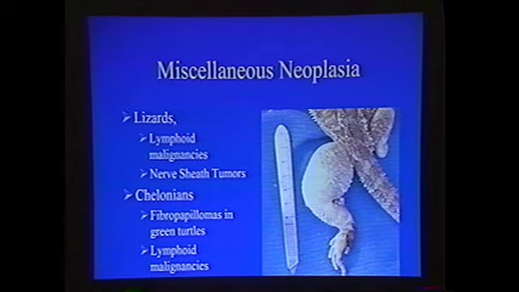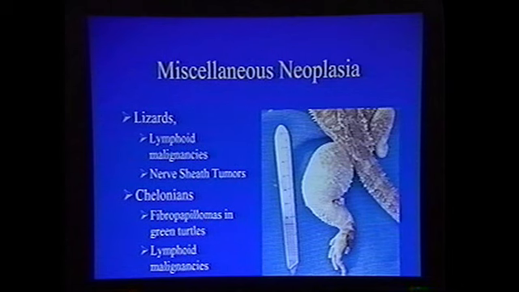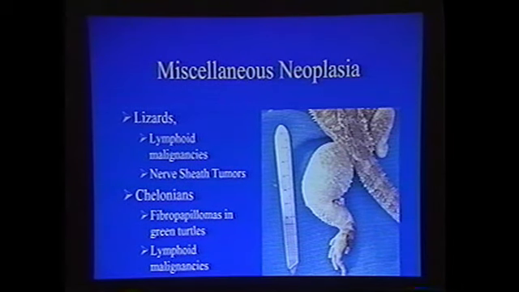Miscellaneous neoplasms of importance in reptiles are the lymphoid malignancies in lizards, which are occasionally cluster cases that involve multiple animals, suggesting an infectious or toxic etiology, and the nerve sheath tumors that occur in lizards. The nerve sheath tumors are important because they have more aggressive biological behavior than that seen in mammals. Typically, the nerve sheath tumors in reptiles are aggressive tumors with considerable potential for local tissue invasion and metastasis.